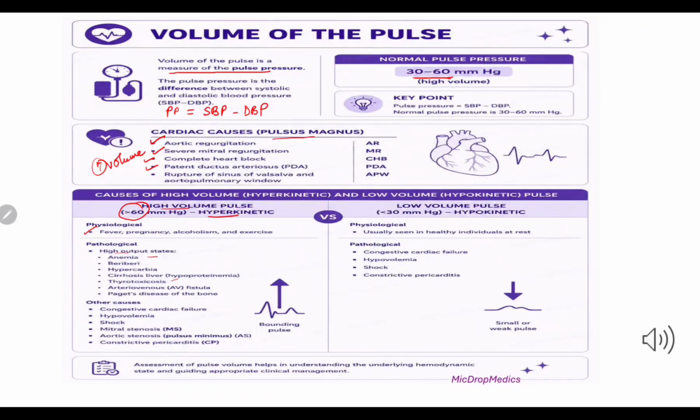On the flip side, if the pulse pressure drops below 30 mm mercury, it is a low volume or hypokinetic pulse. This happens when the pump is failing or empty, like congestive cardiac failure, severe hypovolemia like dehydration or blood loss, shock or constrictive pericarditis, where the heart is literally strangled and cannot fill properly. When you feel a weak, thready pulse, your patient is telling you their stroke volume is dangerously low.